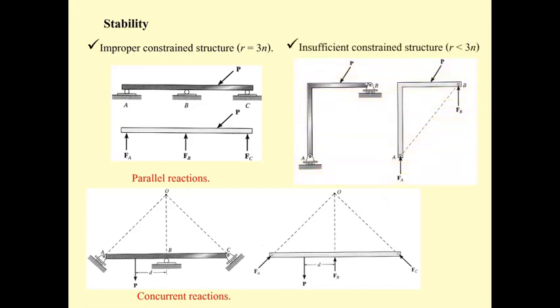And the last one, insufficient constraint structure. That means R, the unknown reactions, is less than the number of equations of equilibrium. For this frame, we have only 2 rollers, so the reaction is only 2. And with one free body diagram, we have 3 equations of equilibrium, which is more than 2. So it is an insufficient constraint frame.